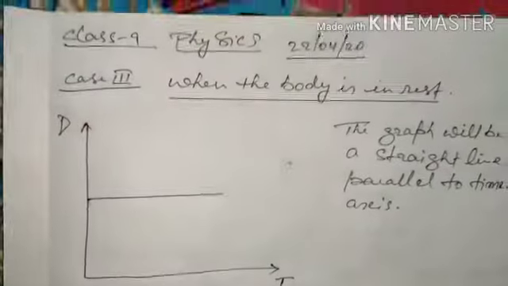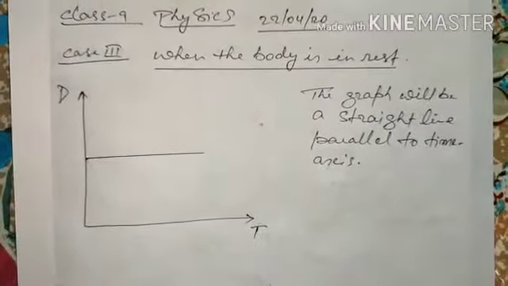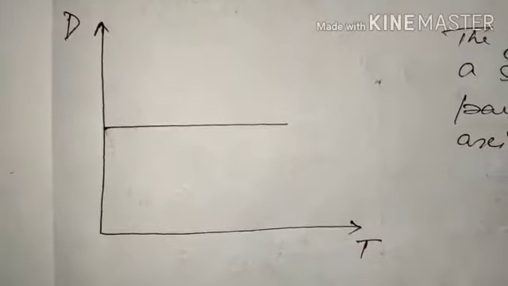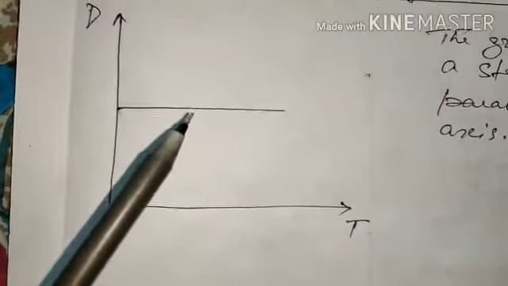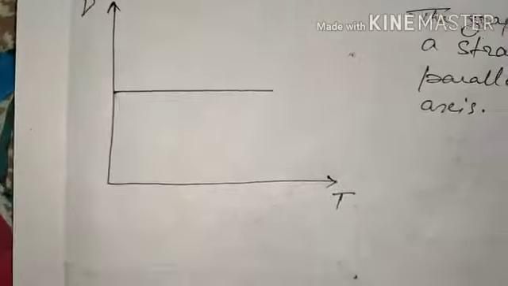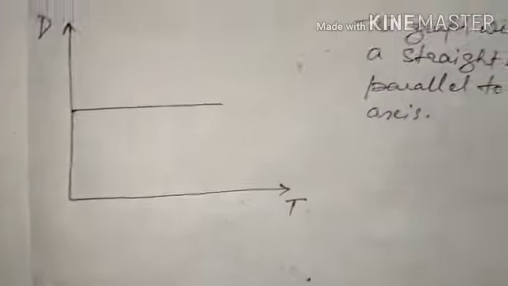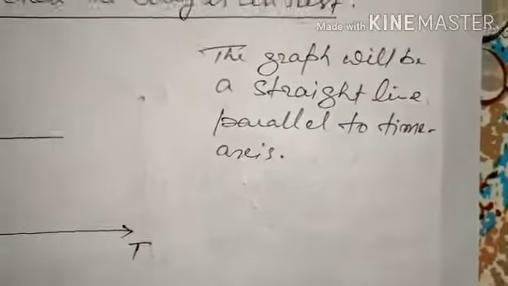The last case, case 3, is when the body is at rest. When the body is at rest, this is the graph. Don't get confused, this line is the graph. It is parallel to the time axis. So the graph will be a straight line parallel to the time axis.